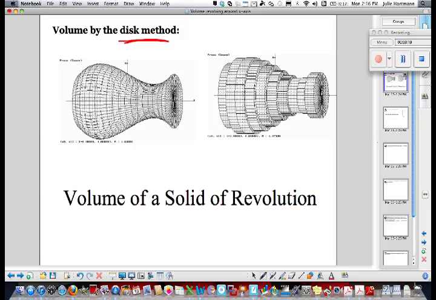What the disk method is: you have this volume formed by taking a curve and rotating it around the x-axis. In this case, it looks like a vase. But that's a solid, and we want to find the volume of it. So what we're going to do is cut that shape into small discs, which are essentially small cylinders.